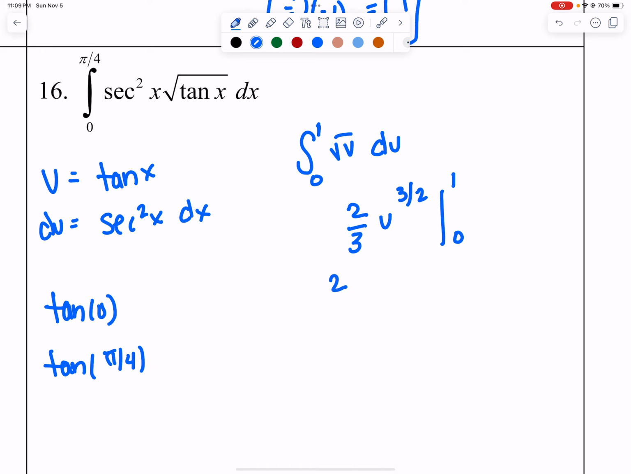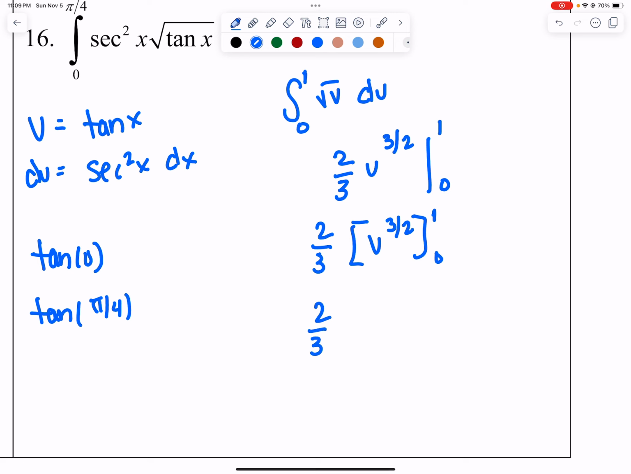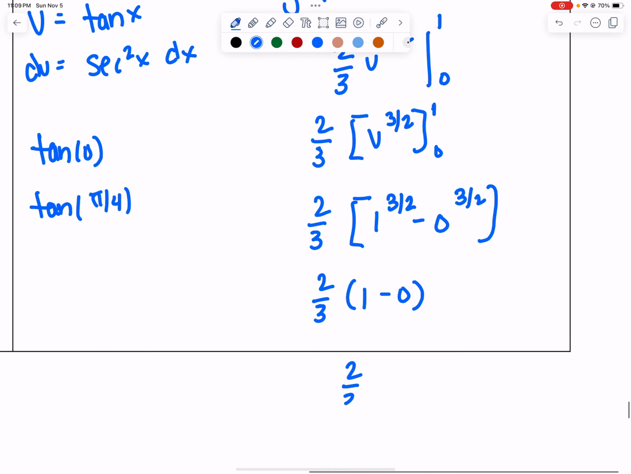I can take the 2/3 so that I am only focusing on u to the 3/2 from 0 to 1. So then I get 2/3, 1 to the 3/2 minus 0 to the 3/2. 1 to the 3/2 is just 1, and then 0 to the 3/2 is just 0. So I'm just left with 2/3 as my answer.